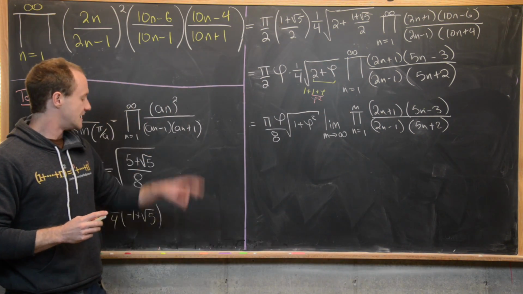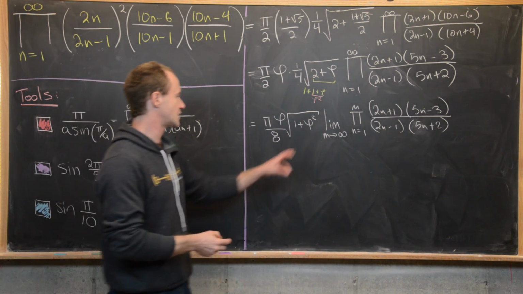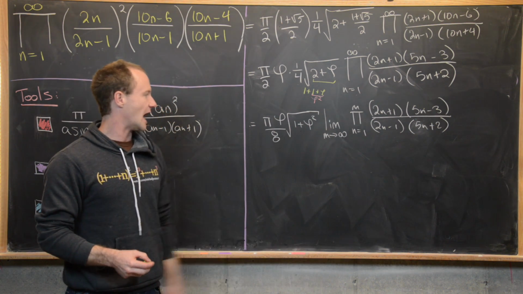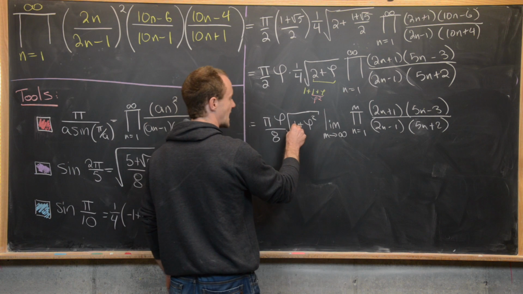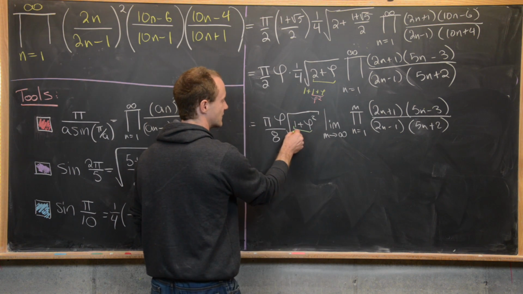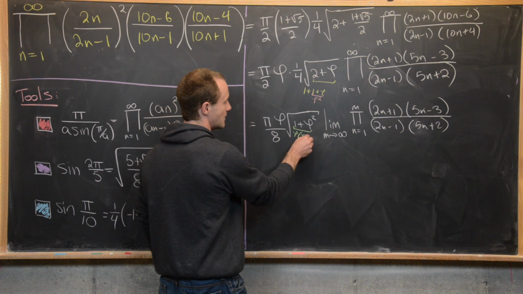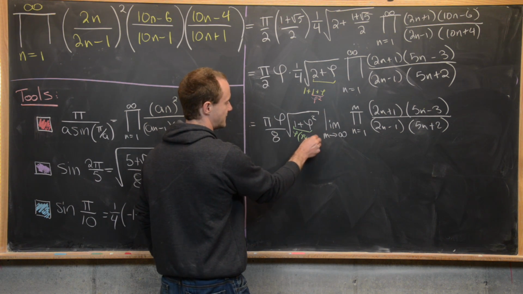Good. Now next what I want to do is go ahead and take this thing inside of the radical, and I will factor a phi out of it. So I'll factor a phi out of this. And notice if I do that, I'm left with phi plus 1 over phi.